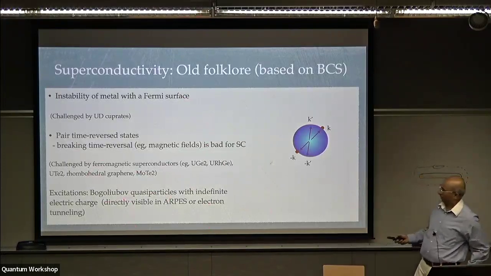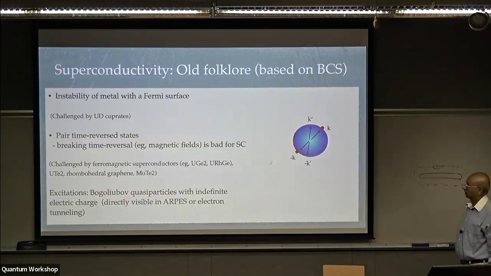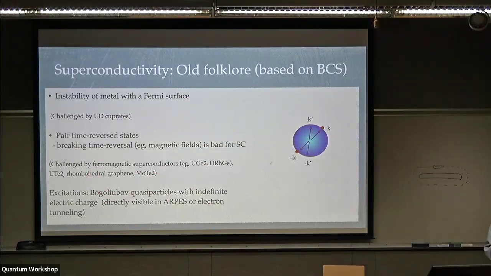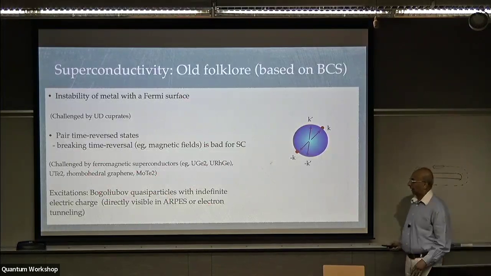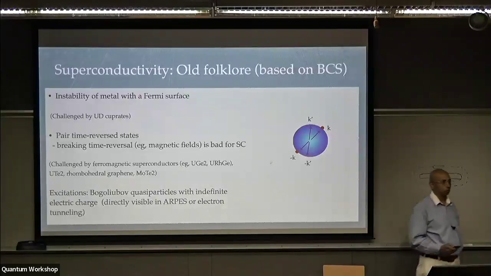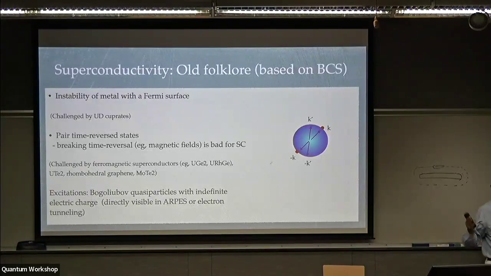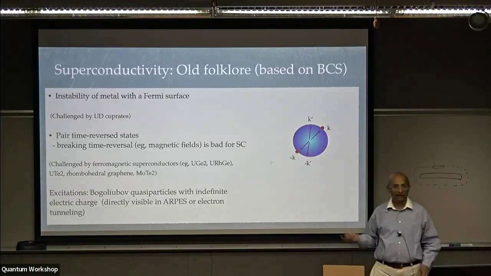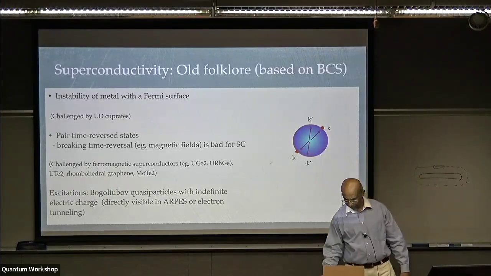And the excitations in a standard superconductor are Bogoliubov quasiparticles, which are superpositions of particles and holes. So they have indefinite charge. Charge is not a good quantum number. But nevertheless, they are directly visible in spectroscopic probes like photoemission or tunneling. You can detect these quasiparticles. They show up as sharp peaks, and that's done routinely in experiments.